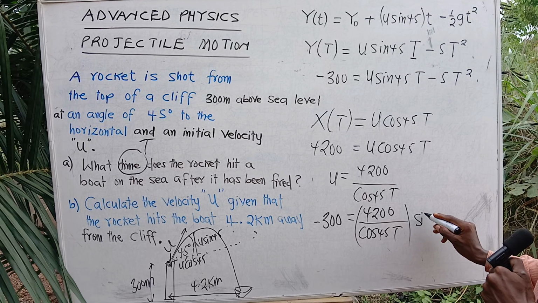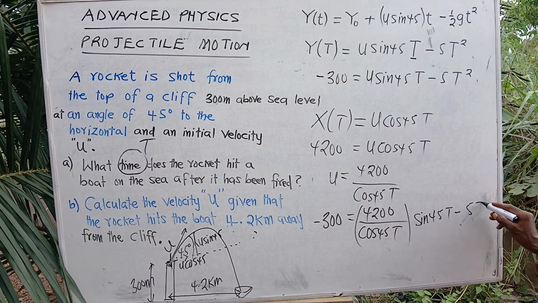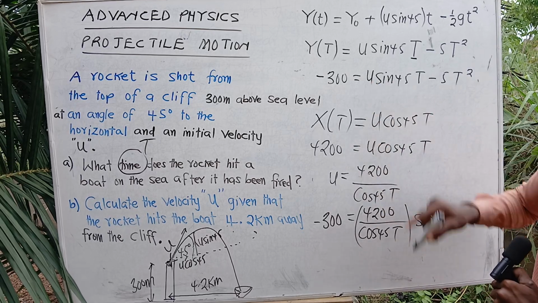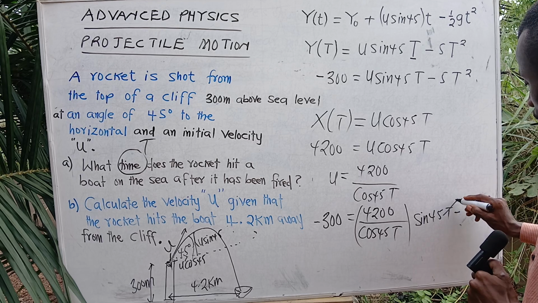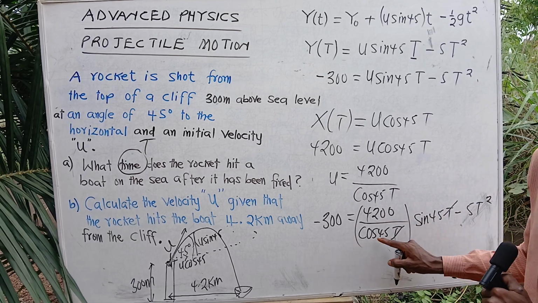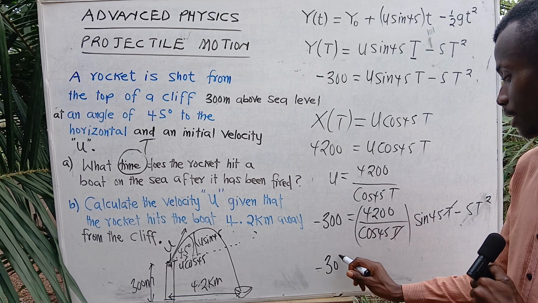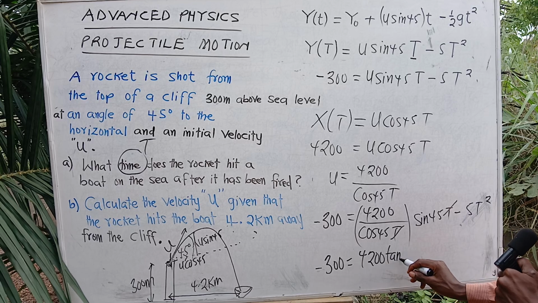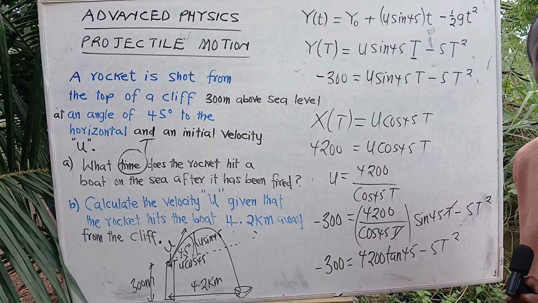Times sine 45 capital T minus 5 t squared. So we put this here. The advantage of that is capital T cancels capital T. And then we have sine 45 divided by cos 45. We have tangent of 45 degrees. So negative 300 is equal to 4,200, the tangent of 45, and then minus 5 capital T squared.